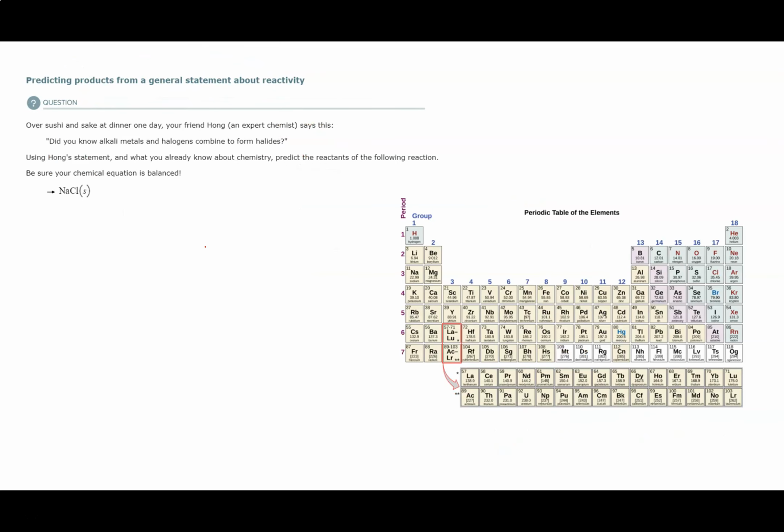Okay. It says predicting products from a general statement about reactivity. Over sushi and sake at dinner one night, your friend Hong, an expert chemist, says this: did you know all alkali metals, which are group 1A, and halogens, which are group 7A, combine to form halides. So halides would be things like fluorides, chlorides, bromides, iodides. Using Hong's statement and what you already know about chemistry, predict the reactants of the following reaction. Be sure your chemical equation is balanced.